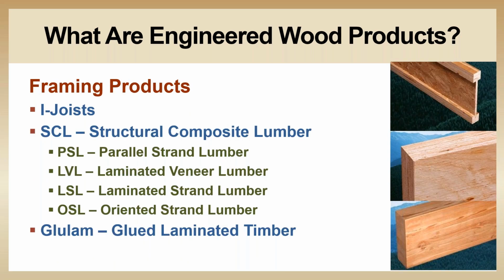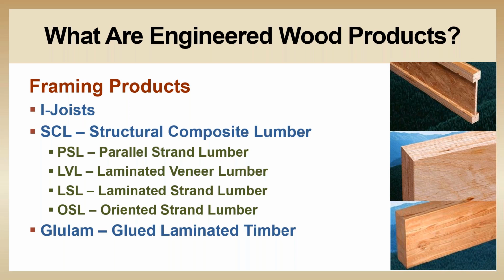So beginning with our framing products, these can be used for a variety of applications. In general, your wood I-joists are typically going to be used as floor joists and roof rafters. Then we have a group of other engineered wood products that are classified as structural composite lumber, or SCL. And these SCL products are going to include parallel strand lumber, or PSL, and that's typically going to be used as a beam. You also have laminated veneer lumber, or LVL.